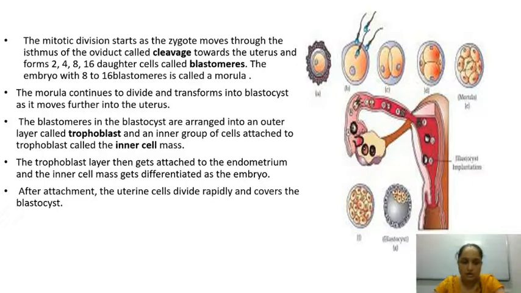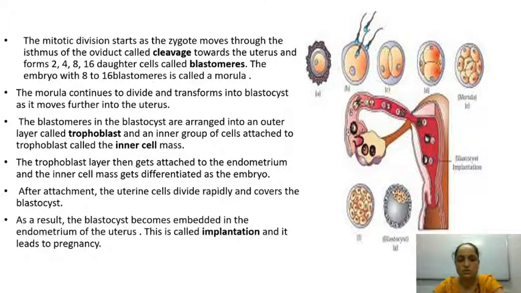Okay. Next thing, as a result, the blastocyst becomes embedded in the endometrium. So this is the lining of the endometrium. Here you can see that this zygote is getting embedded. Okay, it is getting inserted inside the layer of the endometrium, and this process is known as implantation. And if implantation has happened, then it will lead to pregnancy. Otherwise, if there is no fertilization, then there is no question of implantation, and ultimately during the menstrual cycle, the inner lining of the uterus along with the blood vessels is going to be shed off.